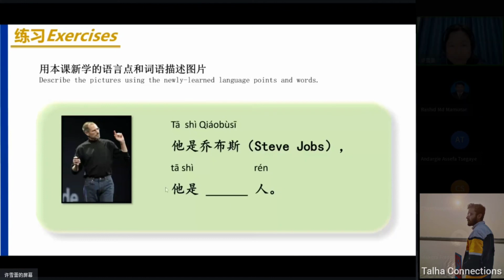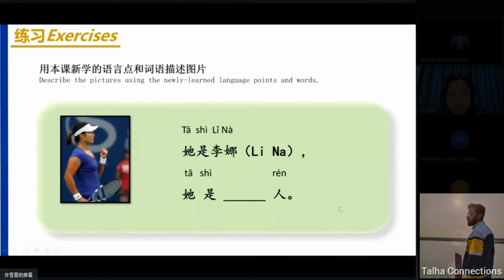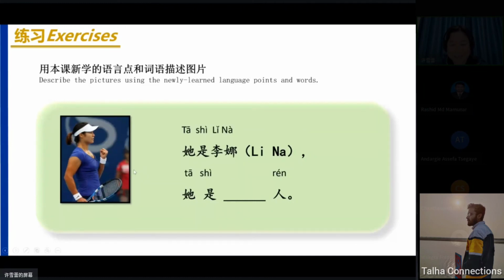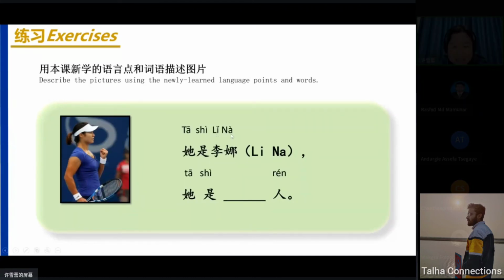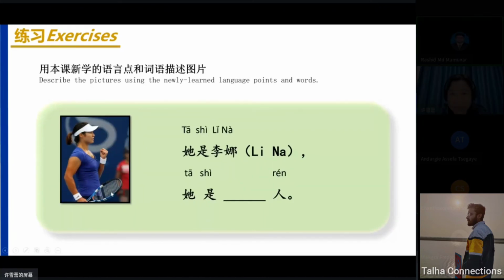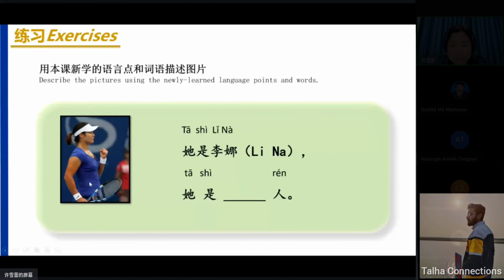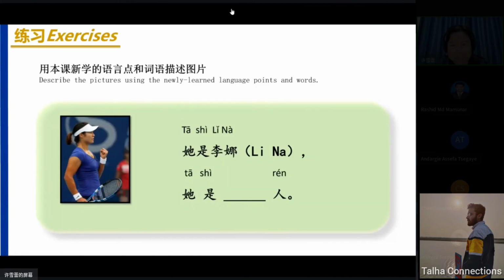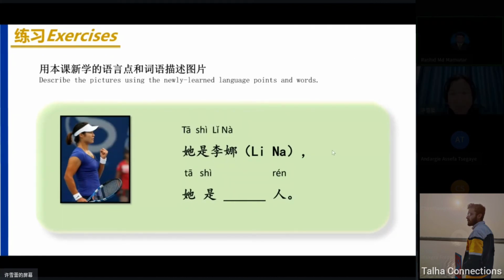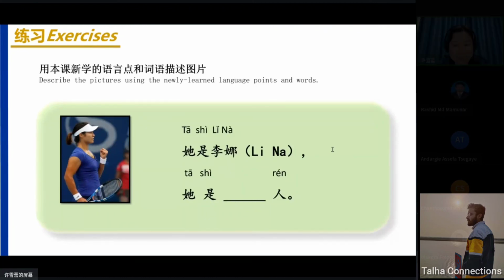好，他是乔布斯，他是美国人。Now, let's try this one. 她是李娜。李娜 is her name. She's a tennis player, a very good Chinese tennis player. Oh, so you know? 她是哪国人? And give me the answer. Answer this question.